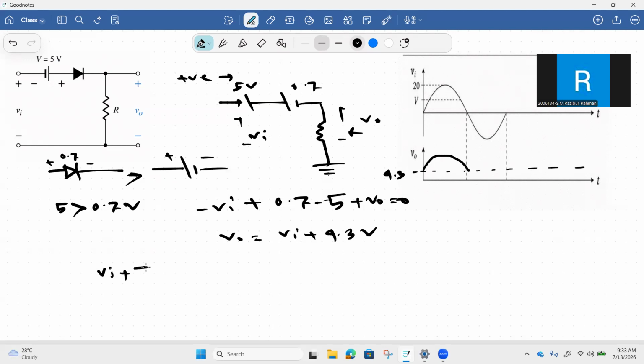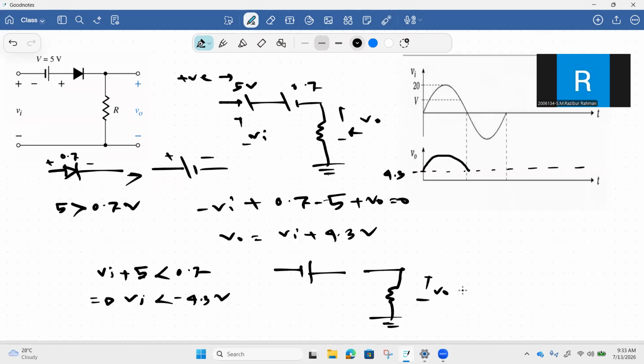During the negative half cycle, the diode will be reverse biased only when this is less than 0.7 volt, or we can show that Vin is less than minus 4.3 volts. So when Vin is less negative than 4.3 volts, the equivalent circuit will be like this, and we will get 0 at the output voltage. So this will conduct up to the point when the input voltage is minus 4.3, and afterwards we will get 0 here. And this will again start when the input is minus 4.3 and continue like this.